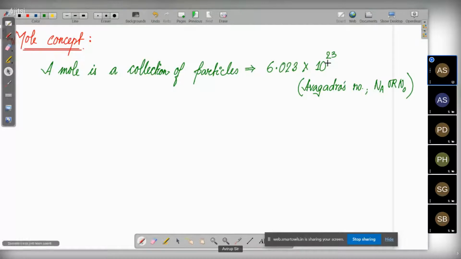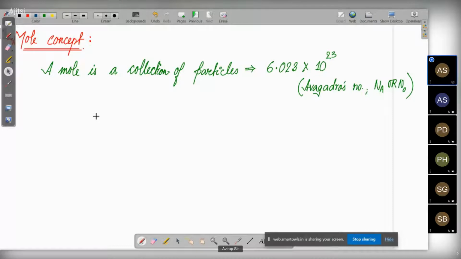And you have to remember this value. This is a constant, the Avogadro number. This value you have to remember. Nothing can be done regarding it. So now, what is the Avogadro's law? Let us see the Avogadro's law.